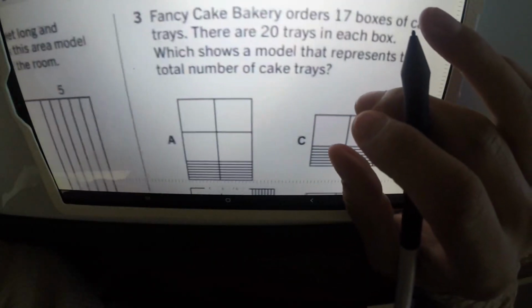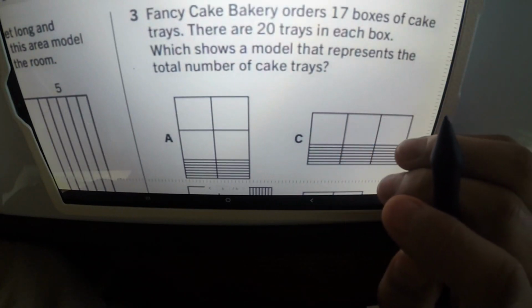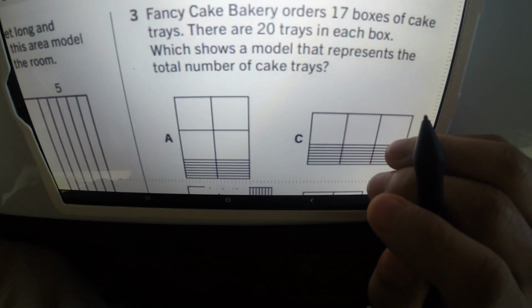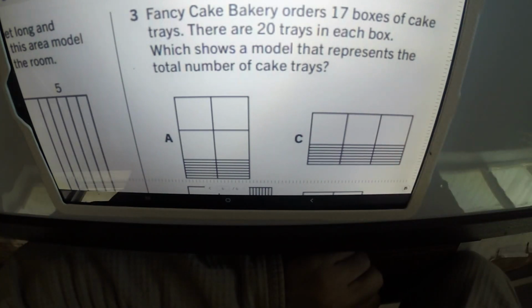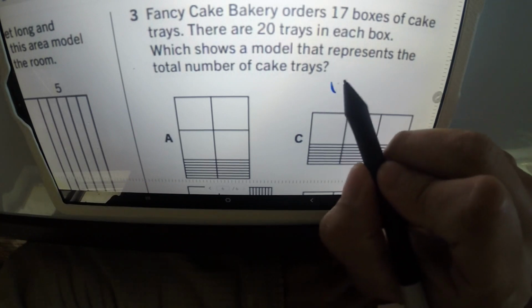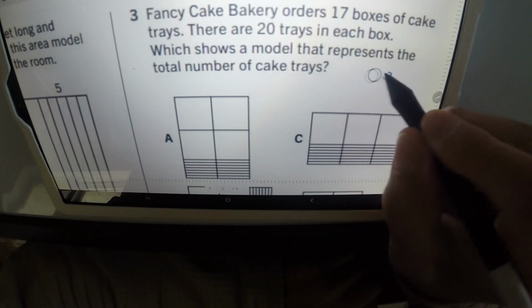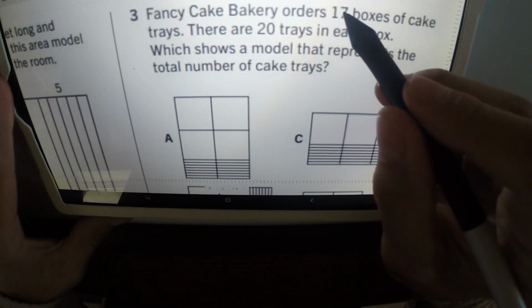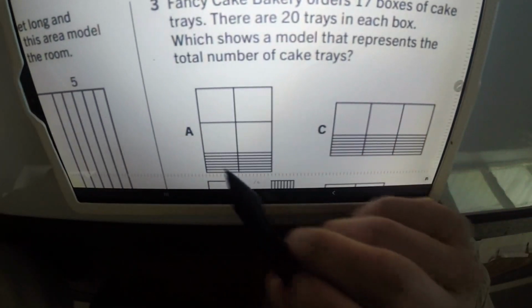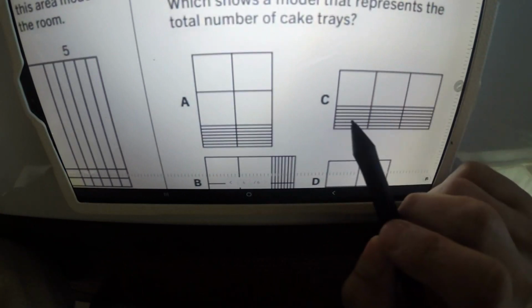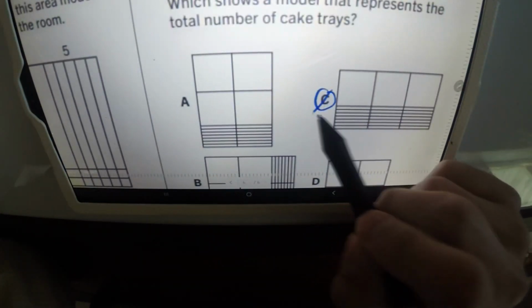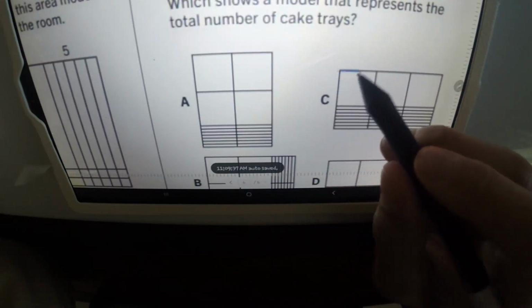On to number 3. Fancy Cake Bakery orders 17 boxes of cake trays. There are 20 trays in each box. Which shows a model that represents the total number of cake trays? So they want to know what is 17 times 20. Okay. Again, this is the same as the one before. These are the two numbers we're looking for: 17 and 20. I'm going to show you C is not the answer, but I'm going to show you why I know that.